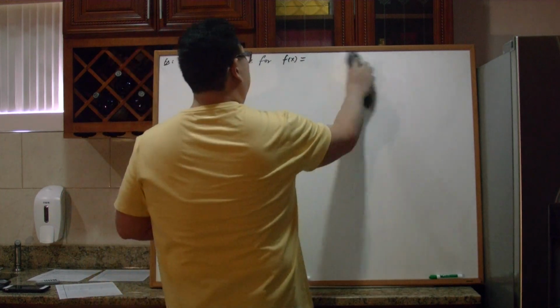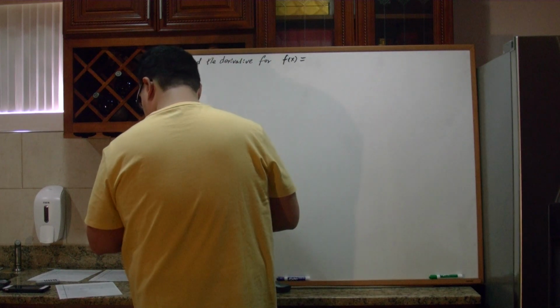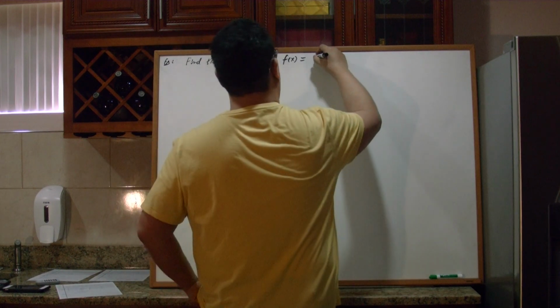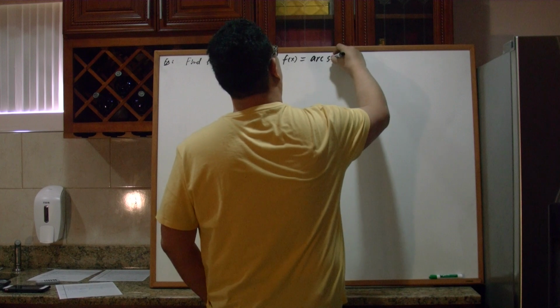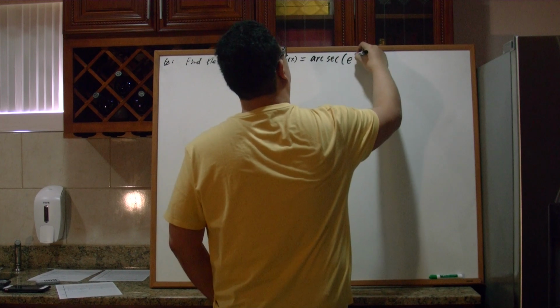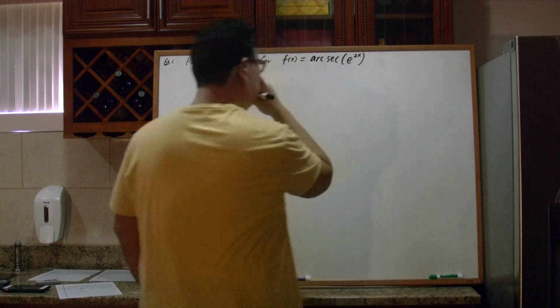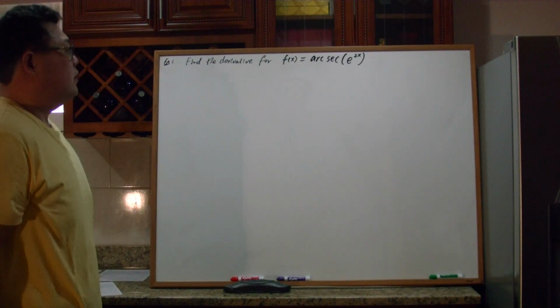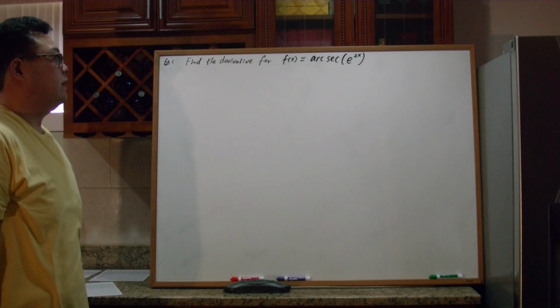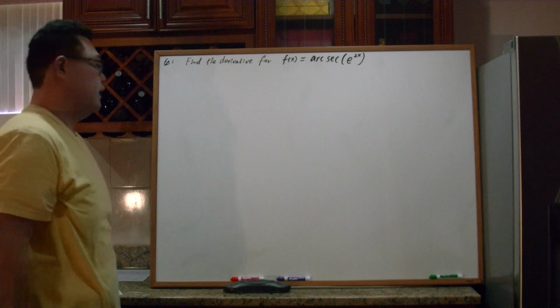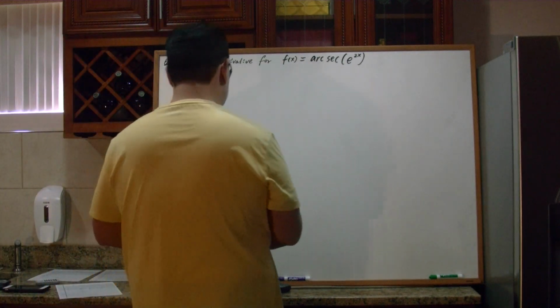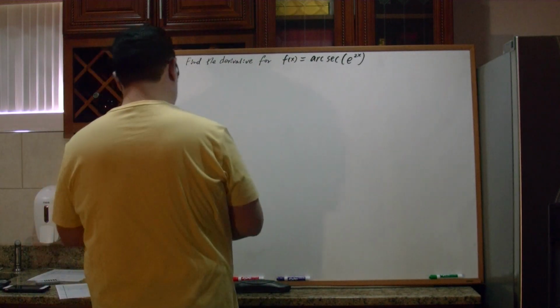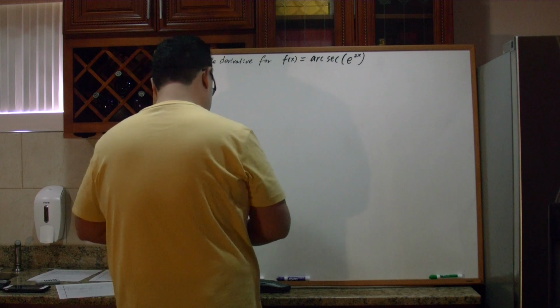Right, then the next question is arcsecant of e to the 2x. We know that the range of the exponential function is all positive, right? That I believe was the thing we know. Then we take the derivative, use the formula.